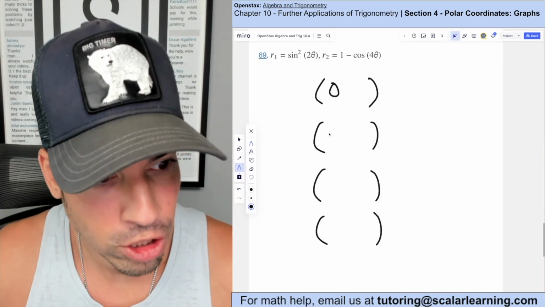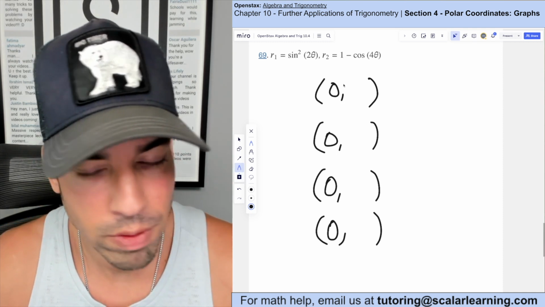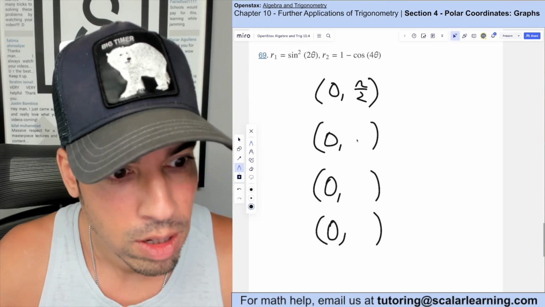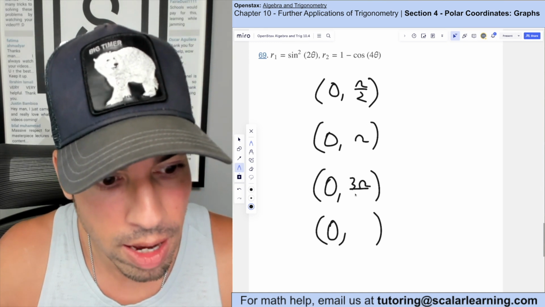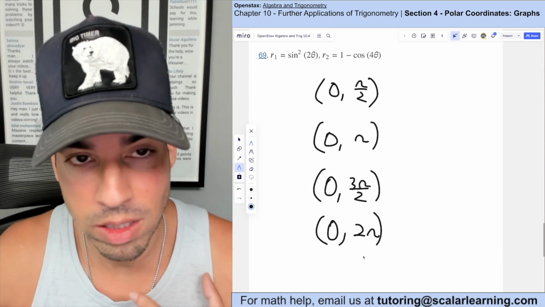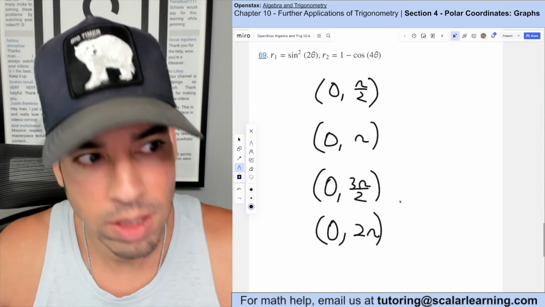So again, as I mentioned, in every case, the r value is 0, and then it's those 4 main points on the unit circle. We're starting at pi halves, pi, 3 pi halves, and then 2 pi. Or of course, I said 0, you could say 0 instead of 2 pi. But this is how they had it in the back of the book, so that's how I'll do it. That's how you do it.